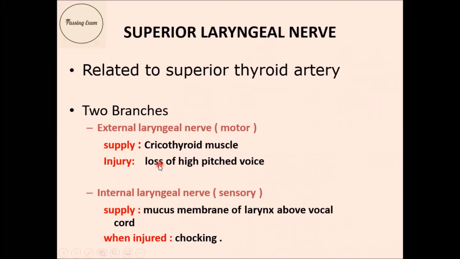high-pitched voice. This is very important MCQ and Viva question as well, that if injury of the external laryngeal nerve takes place, what happens? So loss of high-pitched voice takes place. And internal laryngeal nerve, which is a sensory nerve, supplies the mucous membrane of the larynx above the vocal cord, and when it is injured, it causes choking post-operatively.